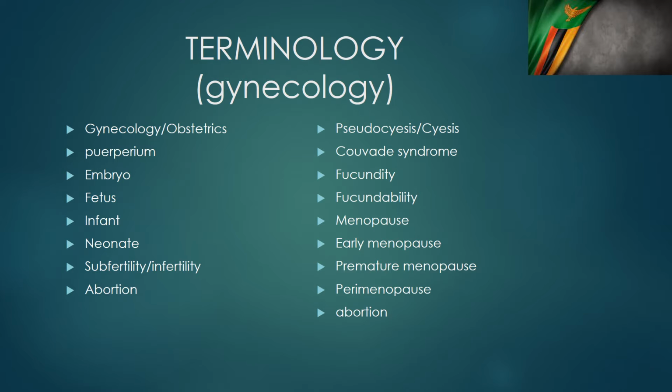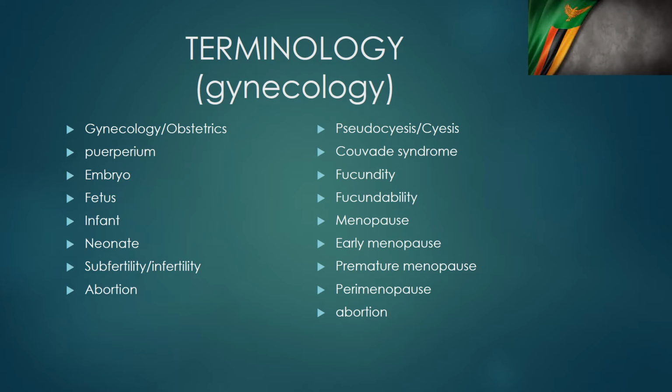Couvade syndrome is kind of a man having symptoms of pregnancy, especially when their partner is pregnant. That is what is called the couvade syndrome. So a man in this case has nausea, they are vomiting, they are bloating because their partner is pregnant. It's kind of a pseudosiasis, but in a man in this case.